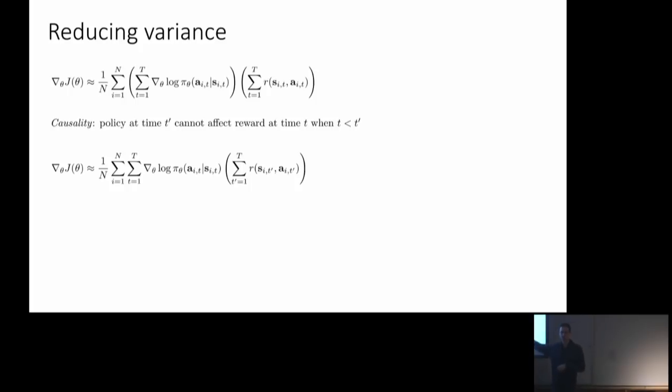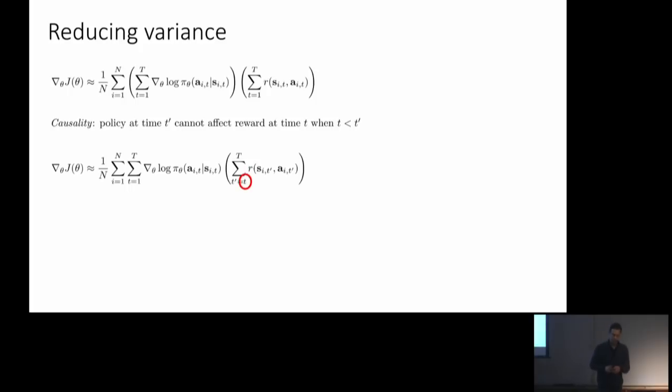But now when I look at this equation, something kind of jumps out at me. This gradient is going to change what the policy does at time step t. But I'm multiplying it by a bunch of rewards, including rewards that were obtained prior to time step t. So if I change the policy at time step t, it's not going to do anything to change the reward at time step t minus 1 or t minus 2 or t minus 3. So what I can do is change that 1 to a t.